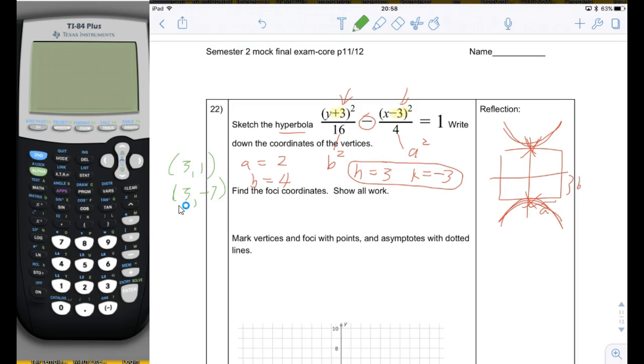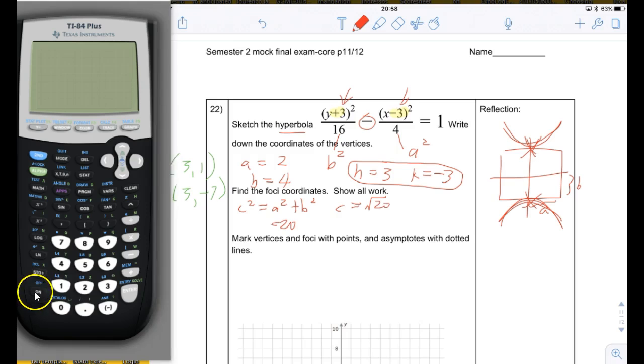And then it says to find the foci coordinates. The foci coordinates are going to be a distance c away from the center. So how do we find c? c squared is equal to a squared plus b squared. A squared plus b squared is 16 plus 4, which is 20. So c is equal to the square root of 20. So square root of 20 is 4.47. So c is equal to 4.47.